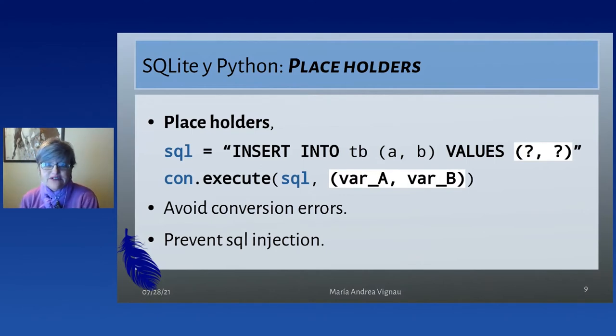Another very important thing is to use placeholders instead of creating your string using format or f-strings or other things. When you use this kind of thing, you can incur conversion errors, because sometimes in your tests you use just letters or numbers, but when you have to use real data, you maybe have special characters, so it can have conversion problems. It's also a very important and easy way to prevent SQL injection.